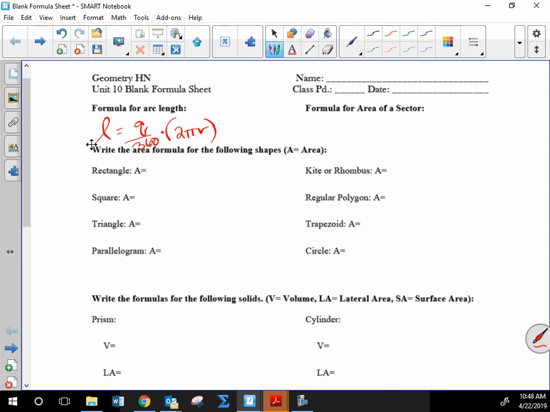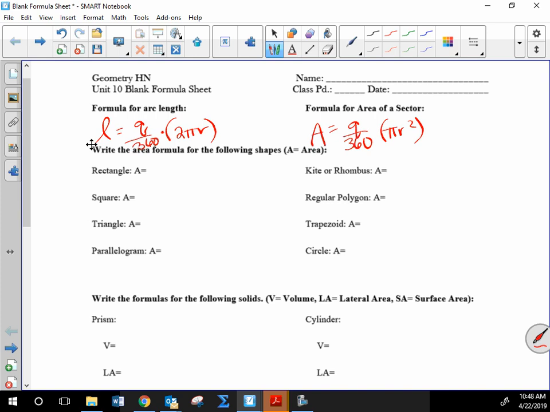Now, for the formula for area of a sector, again, they just called Q the angle. So Q out of 360. So what fraction of my circle? And if I'm talking about area, what am I multiplying by? Area, which is pi r squared. Okay, so someone earlier asked, how do we represent the fraction of the circle? That's how I represent the fraction: angle divided by 360, like Q.